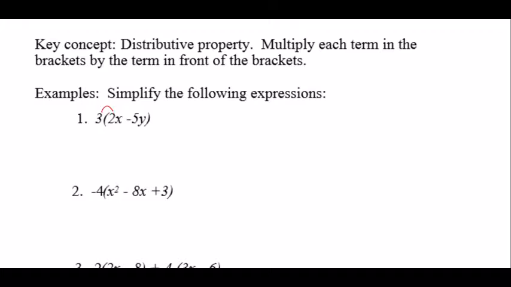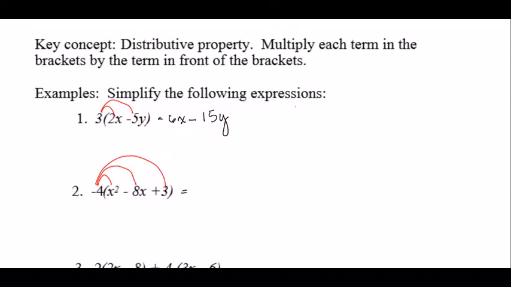So in this case, we're going to have 3 times 2x and then 3 times minus 5y. Upon doing so, we're going to get for the first part 6x, and then 3 times negative 5y will give us negative 15y. For number 2, we'll do the same problem again.